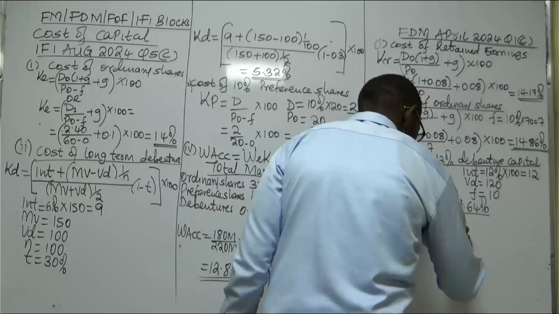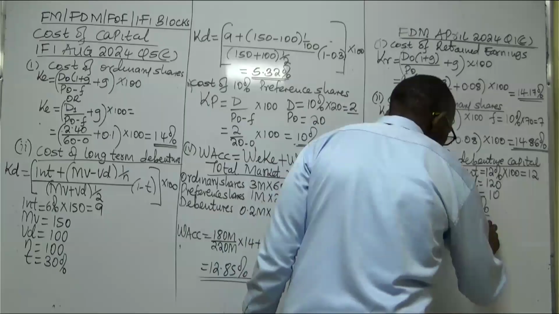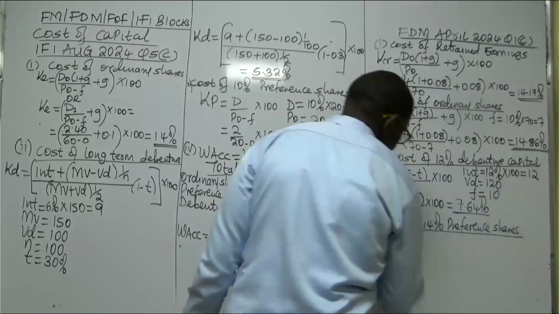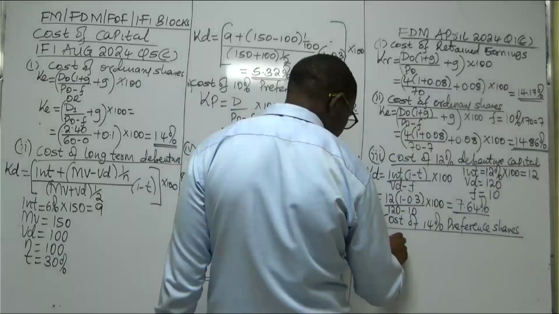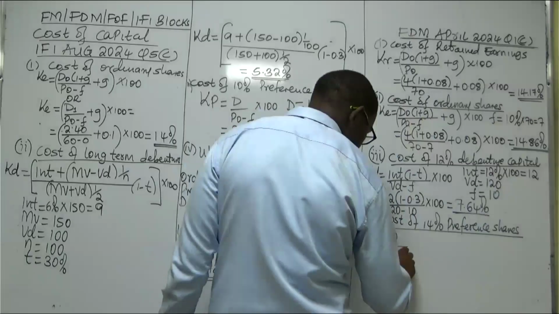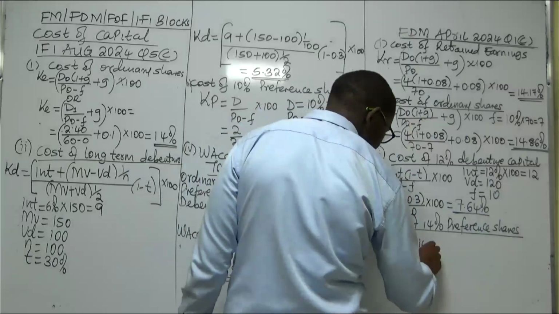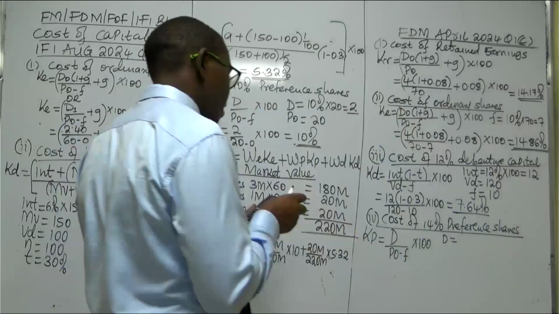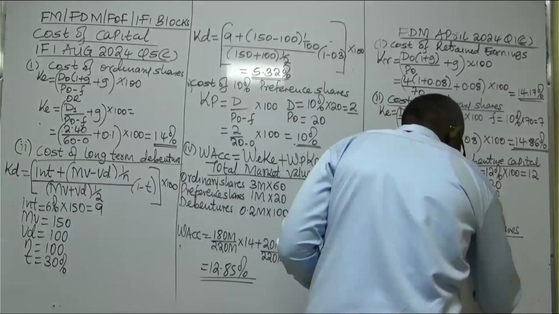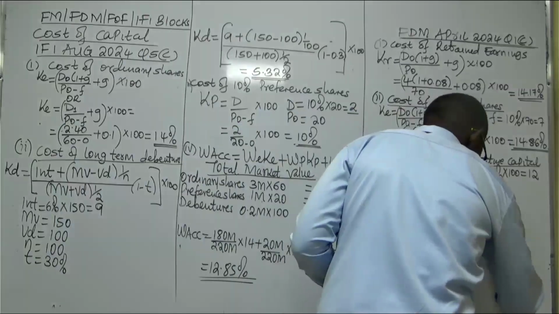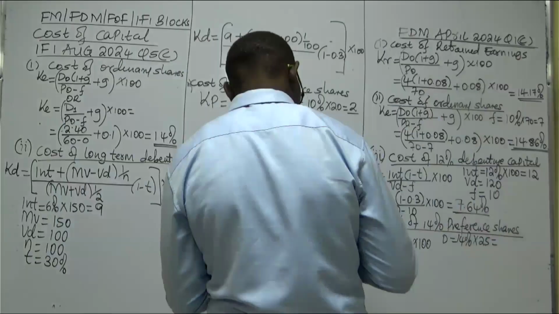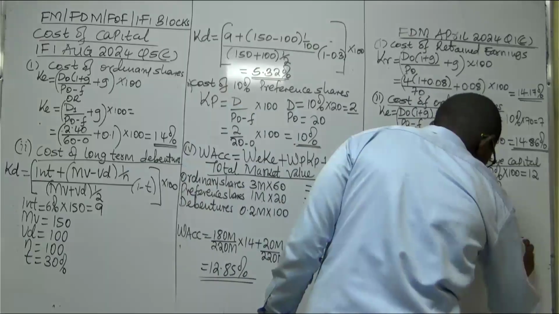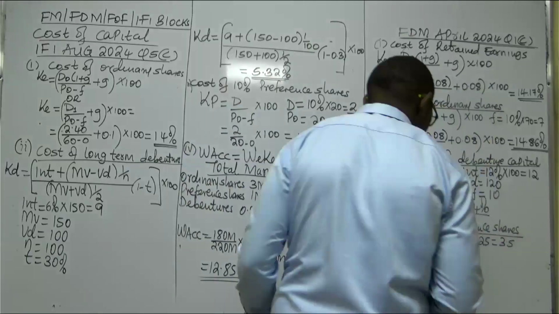preference share capital or the preference shares. For preference shares here, the Kp should be D, all over P0 minus flotation cost times 100. D is the dividend per share from the capital structure. It was 14% of 25. This will be how much? 0.14 times 25, 3.5. They are currently trading at how much?